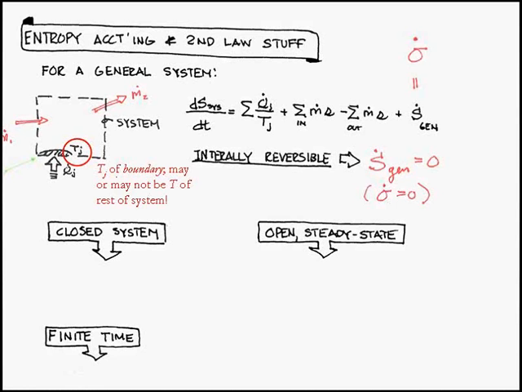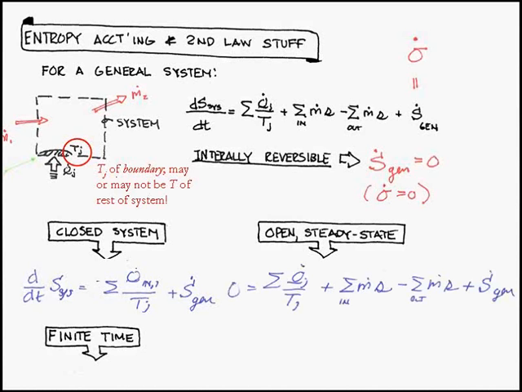Okay, I hope this is what you came up with. So for a closed system, we have no m dot terms. So dS/dt of our system is Q dot over temperature of the boundary plus S dot gen. If we have an open steady state system, there is no dS/dt of our system, and our entropy coming in via heat transfer, our entropy coming in and leaving via mass transfer, and our entropy generation inside the system all balance out to be zero.